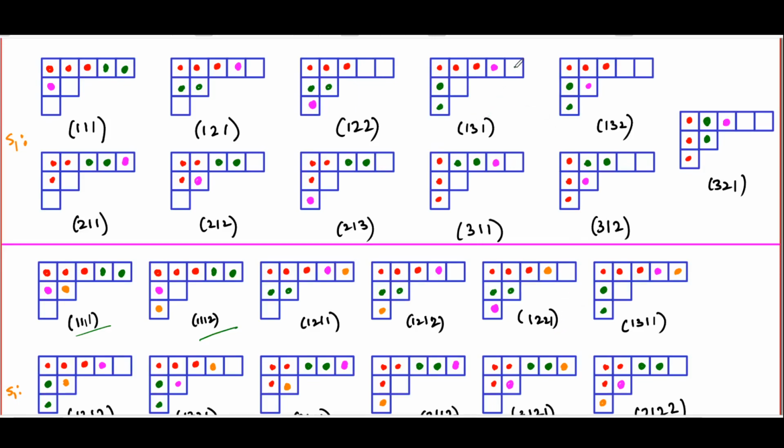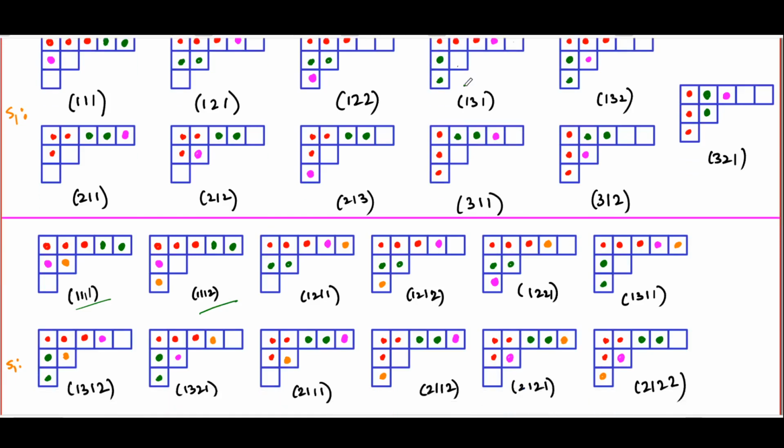1, 3, 1. Two possibilities again here and here. 1, 3, 1, 1 and 1, 3, 1, 2.